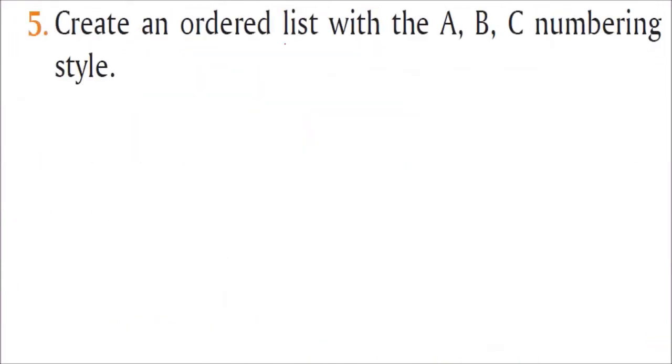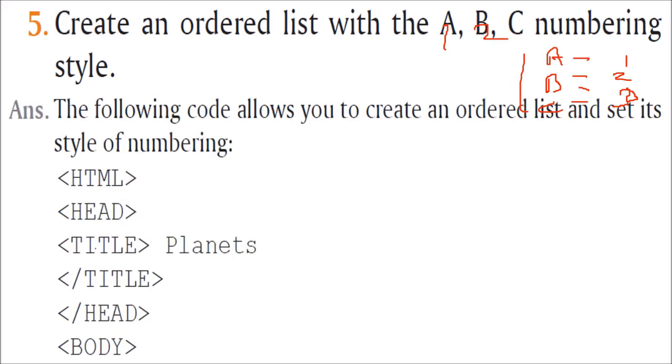Next is you have to create an ordered list with ABC numbering. So if it is ABC, it will come in A, B, C. If it is 1, 2, 3, it will come in 1, 2, 3. This is by default. So you want an ordered list. So the content should come like this. So what we are going to do here is we'll name the planet. So give the title as planets. If you want, you can skip this also.